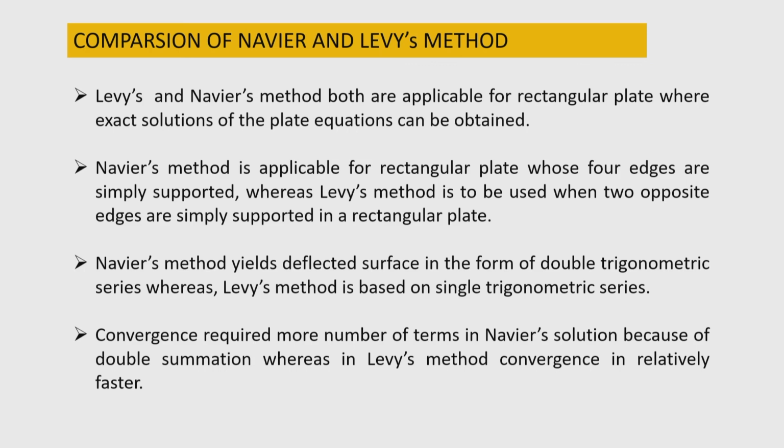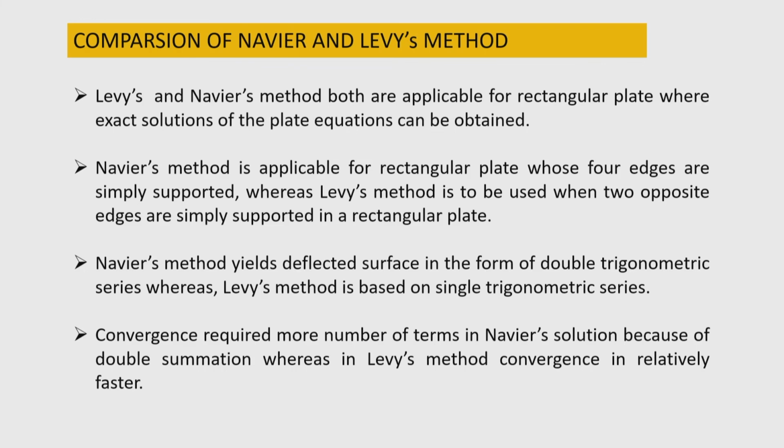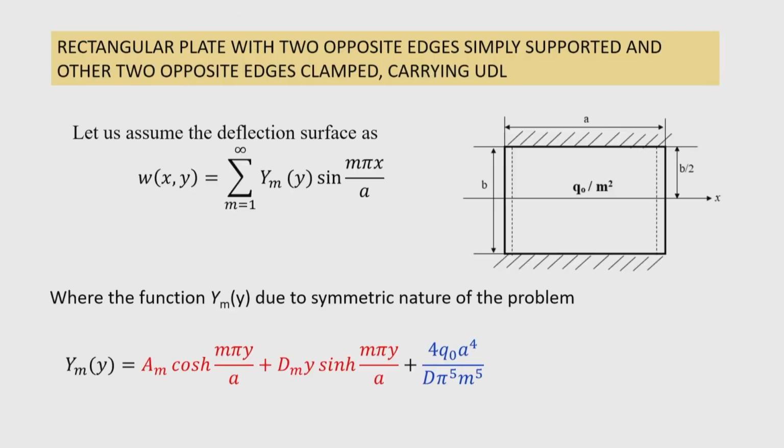Navier's method yields the deflected surface in the form of a double trigonometric series, but Levy's method is based on a single trigonometric series. Because of the double summation, Navier's method is slowly converging, whereas Levy's method uses a single trigonometric series, therefore it is fast converging, but the computation in Levy's method is slightly involved compared to Navier's method. So, these are the major differences between Navier's method and Levy's method for a rectangular plate.